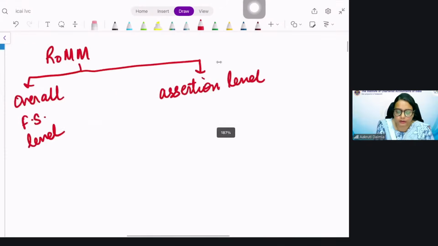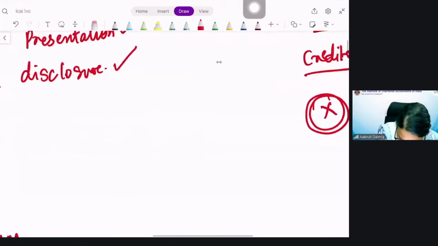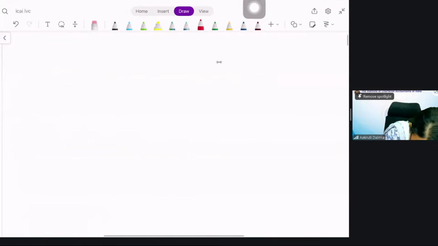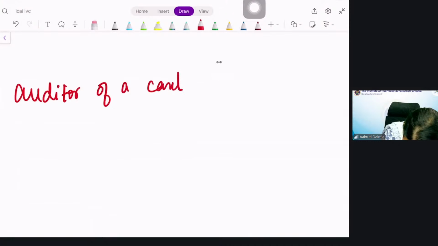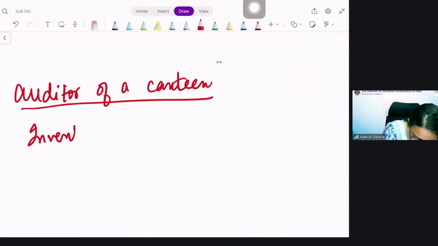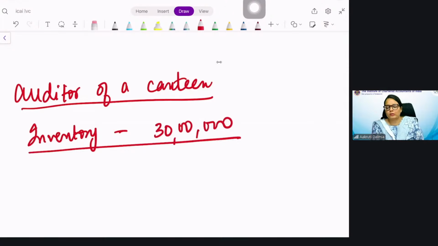Let's say that you are an auditor, and you are auditing, let's say, a canteen. No, assertion does not mean one side error. Okay, Rashmi, just wait and watch. So you are the auditor of a canteen. Now it says inventory is 30 lakh rupees. So in the P&L and balance sheet, it is shown that inventory is 30 lakh rupees.